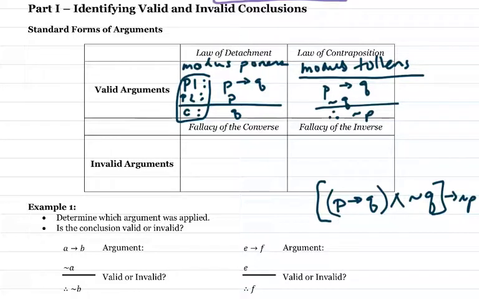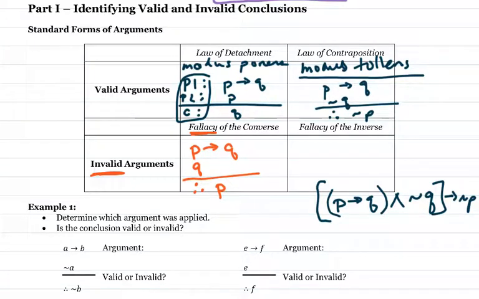Here are a couple of invalid arguments. The first one is called the fallacy of the converse. Now remember, we said that the conditional statement is equivalent to the contrapositive, but the converse is not equivalent to the original conditional statement. And so the fallacy of the converse that a lot of people want to believe is that if P then Q, and then my second premise is Q, therefore P, and this is a fallacy. This is invalid. Anytime you see something of this form, that is invalid.